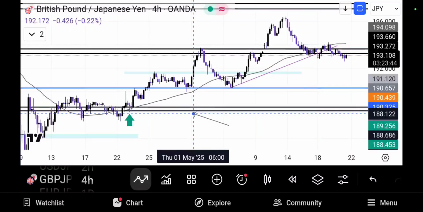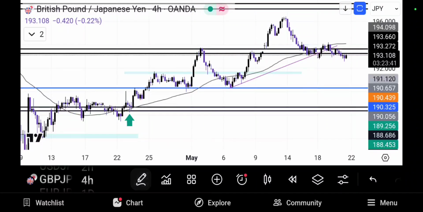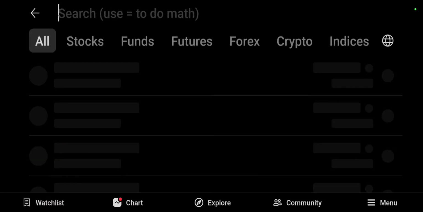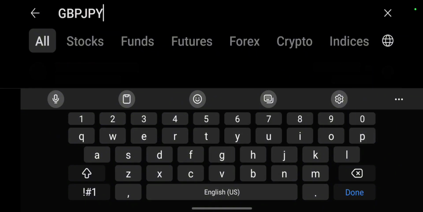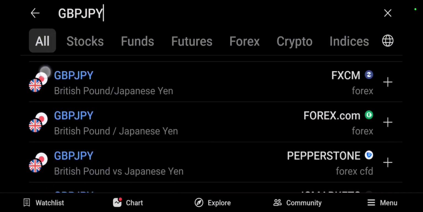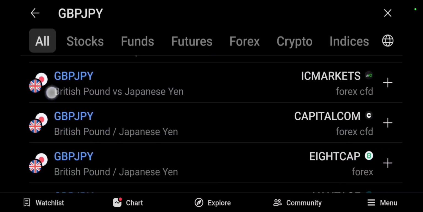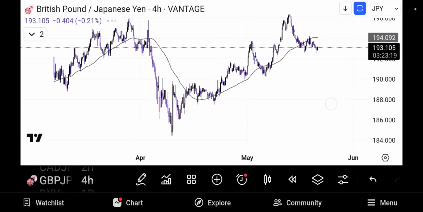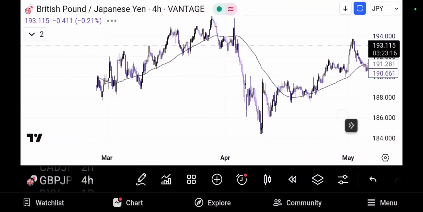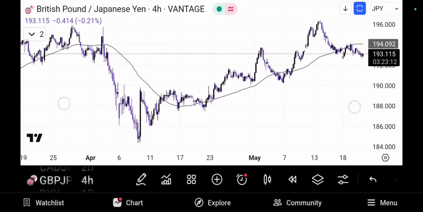So I'll go to a fresh page now so that you can understand what I'm trying to say. So let's go to GBP JPY. Okay, let's use Vantage Market. Now this is a fresh page.